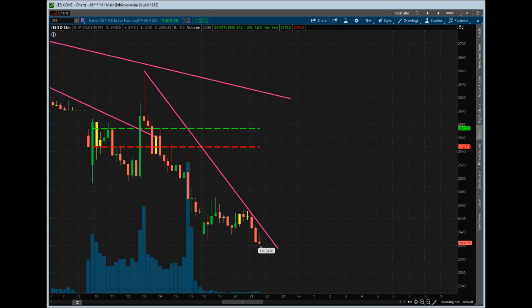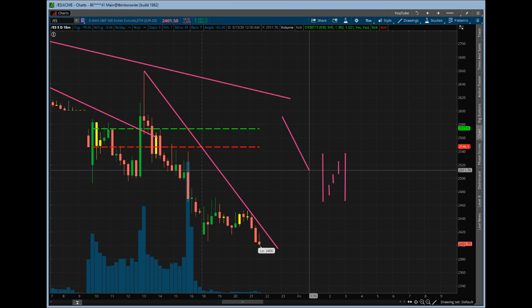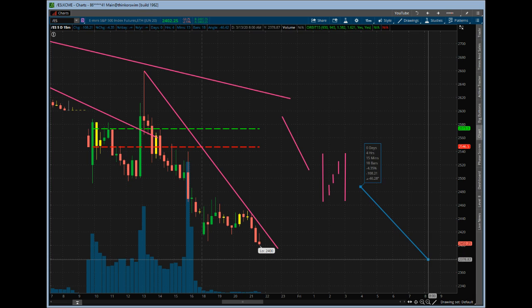The falling three method is a 5 candle setup. It starts with one red candle, and then you get 3 candles with real bodies inside the first falling candle, and then another candle that takes those out again. That gives you, in a downtrend essentially, continuation to the downside.